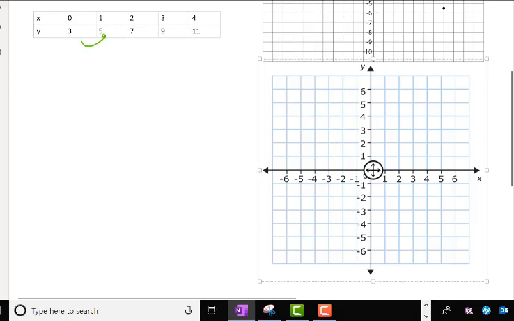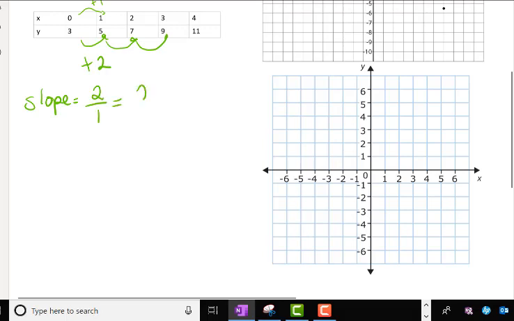How do I go from 3 to 5? 5 to 7, 7 to 9. What's the rule, or what is the pattern? That rule would be plus 2. 3 plus 2, 5. 5 plus 2, 7. 7 plus 2, 9. 9 plus 2, 11. And then on our x's, we have plus 1 again. So that means my slope is going to be 2 divided by 1, which is just 2. Remember that 1 is invisible.